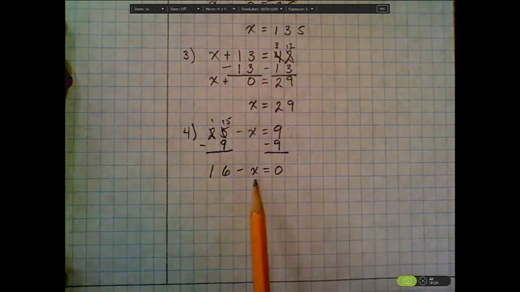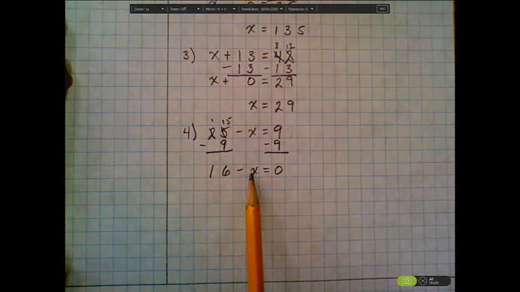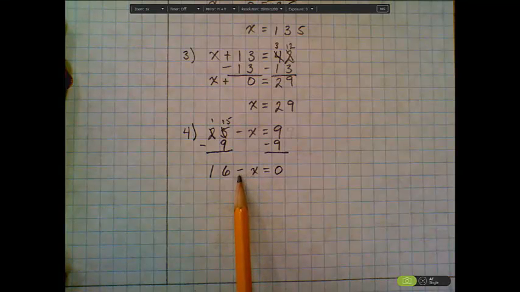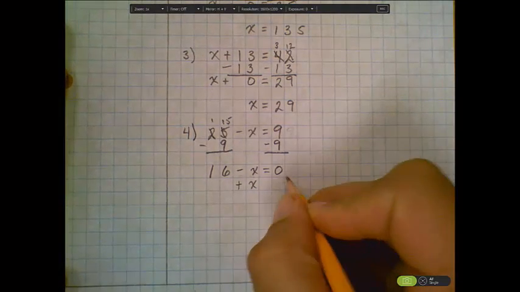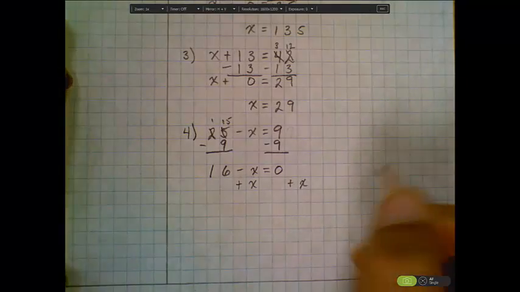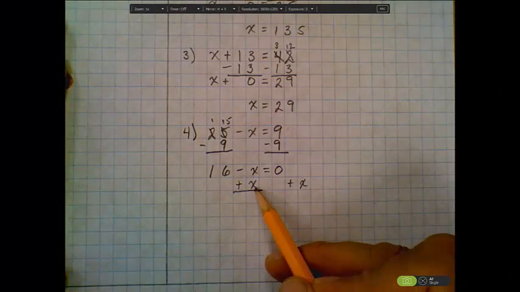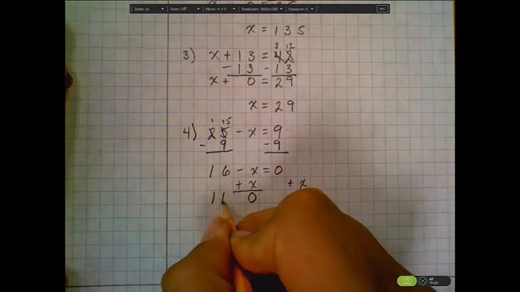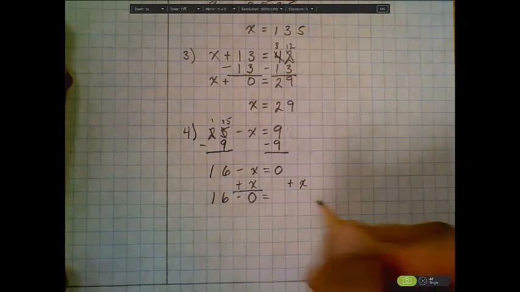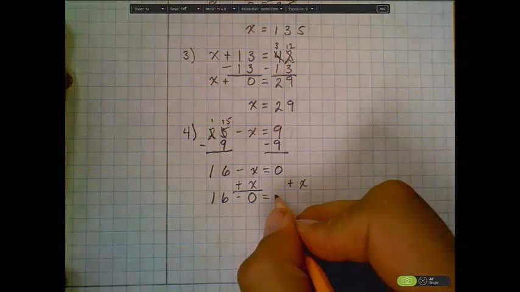Now we have to move the x from this side over to this side. In order to do that, we have to add, again, we're using the inverse operation. The inverse of subtraction is addition. So we're going to add x to both sides. Well, when you have a minus x plus x, that's going to equal a 0. They cancel each other out. We bring down the 16 and the equal sign, and then we have 0 plus x is simply x.